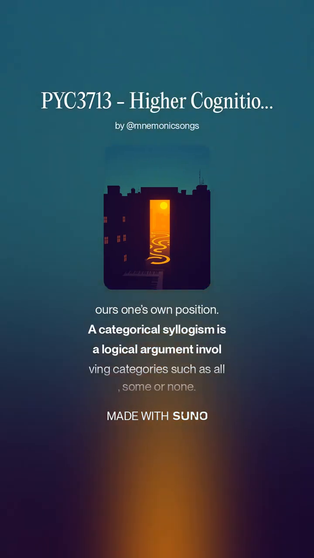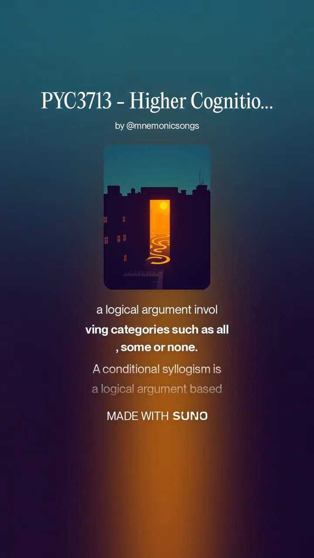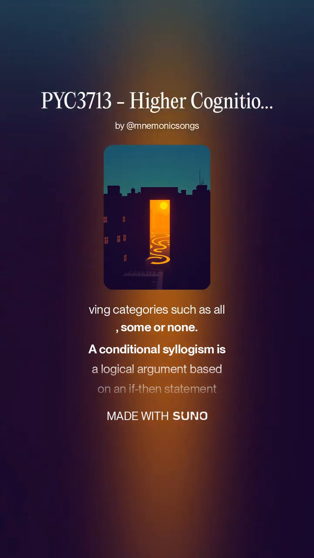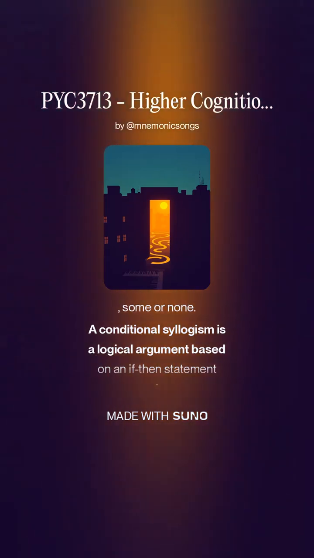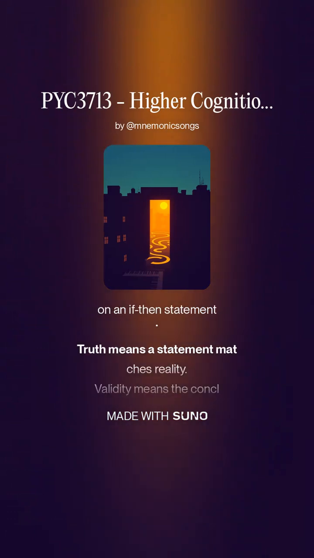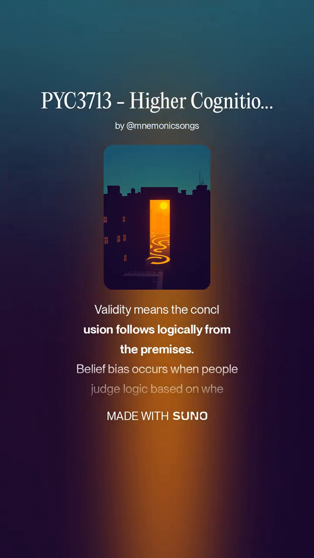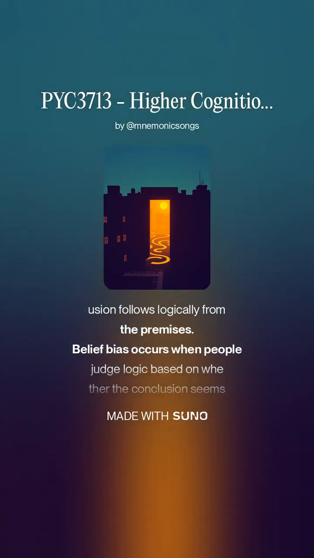A categorical syllogism is a logical argument involving categories such as all, some, or none. A conditional syllogism is a logical argument based on an if-then statement. Truth means a statement matches reality. Validity means the conclusion follows logically from the premises.